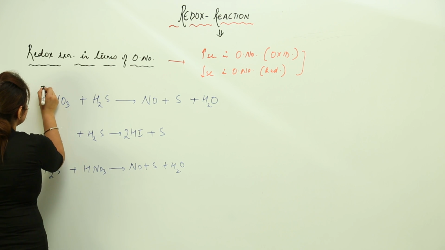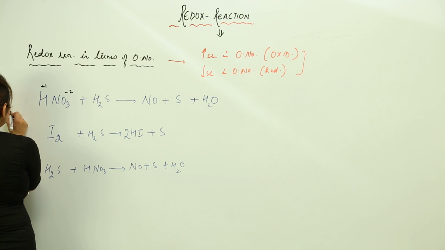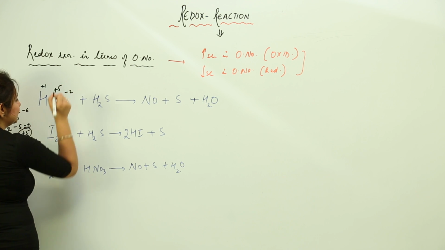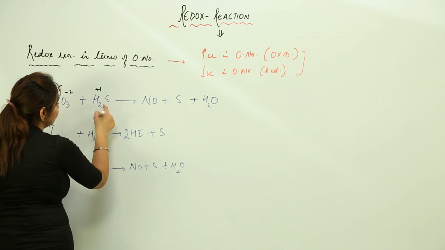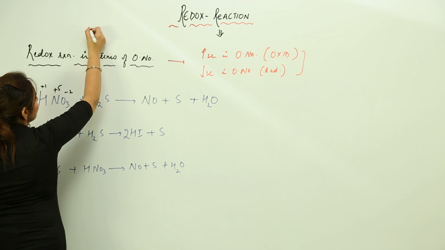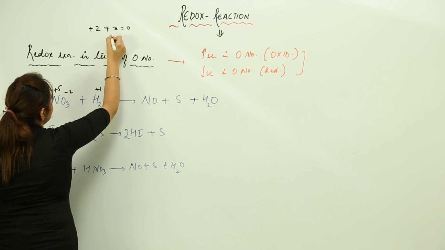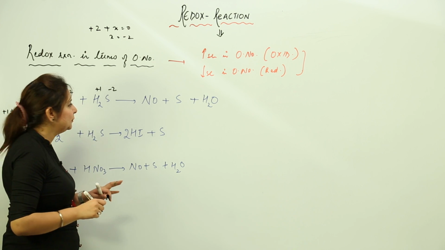So we say O has minus 2 and H has plus 1. Let's find N first. Plus 1 plus x minus 6 is equal to 0, so x minus 5 is equal to 0 and x is plus 5. That means nitrogen has plus 5. In H2S, H has plus 1, so let's find S. Plus 2, that is 1 into 2, plus x is equal to 0, so x is definitely minus 2. Don't relate it with valencies, keep that in mind.